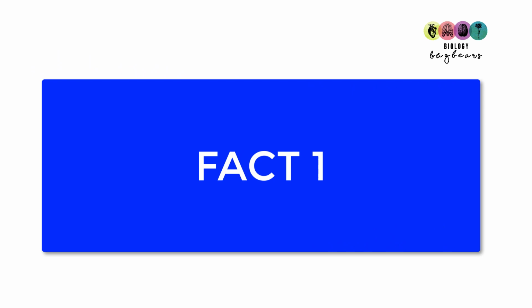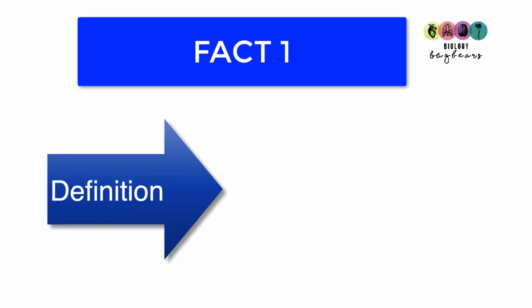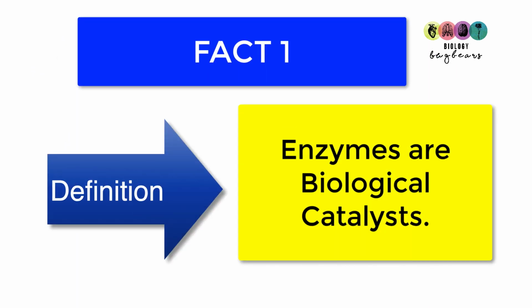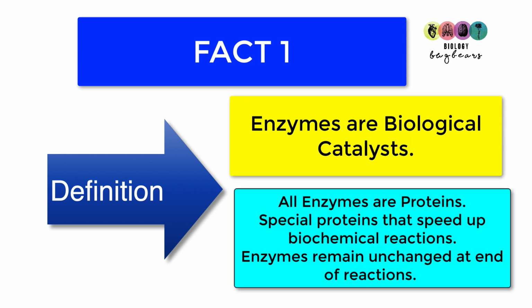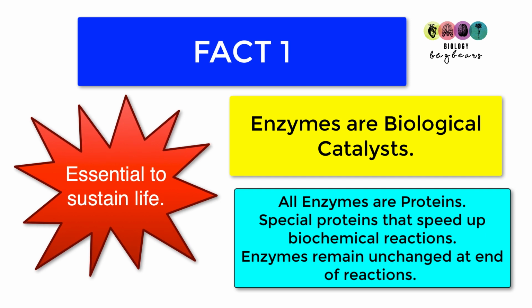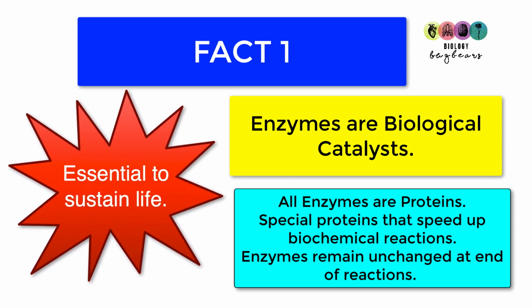Fact number 1. Let's define what an enzyme is. It's a biological catalyst. We know that enzymes are all proteins, so they are these special proteins, and their function is to speed up biochemical reactions, and they remain unchanged at the end of the reaction. Without enzymes, biochemical reactions simply wouldn't happen fast enough to sustain life, so they are hugely important.